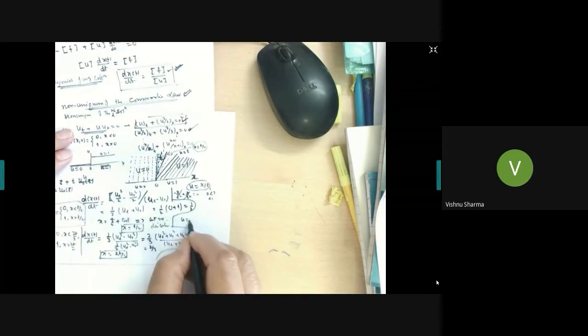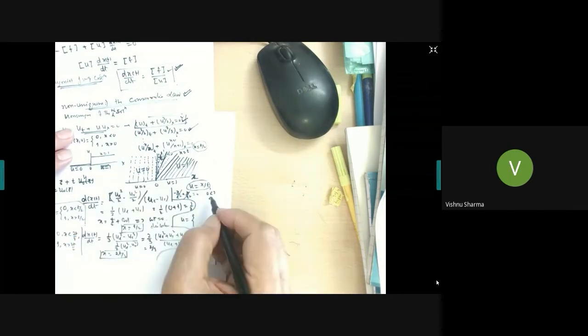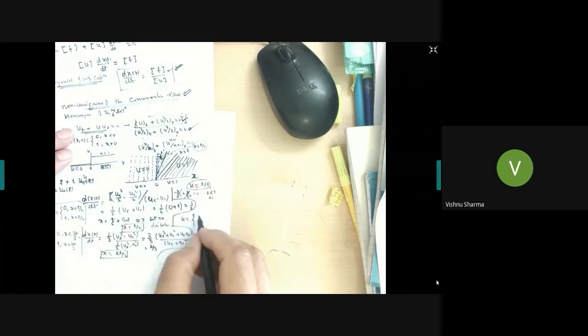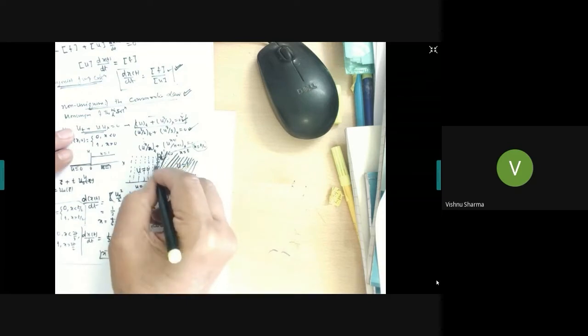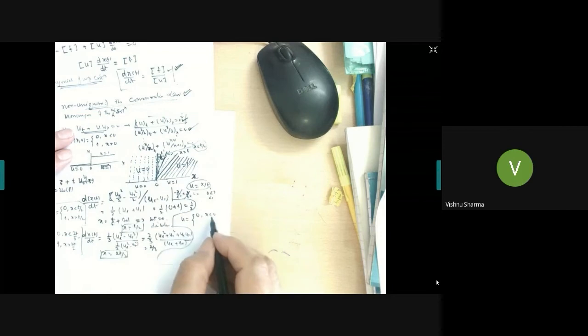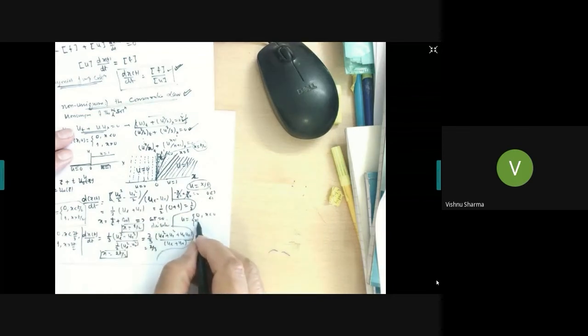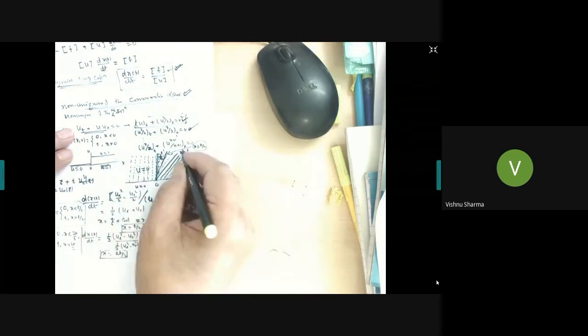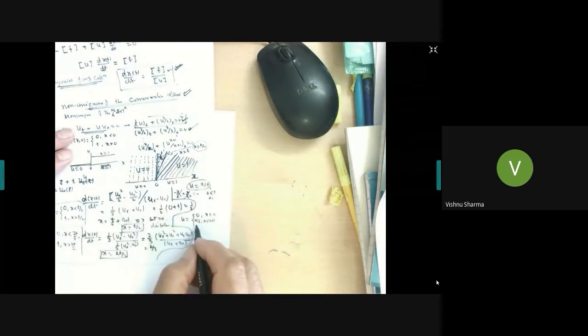I can write this as u is equal to 0 when x is less than 0. This is the boundary of this region. Then u is x by t when x lies between 0 and t. Is that right? And it is 1 when x is greater than t. This is another solution.